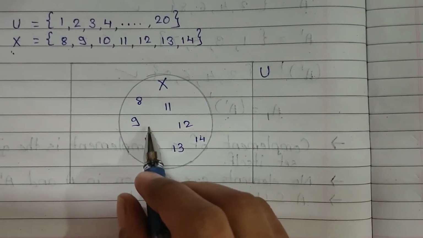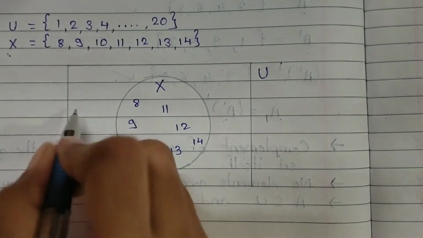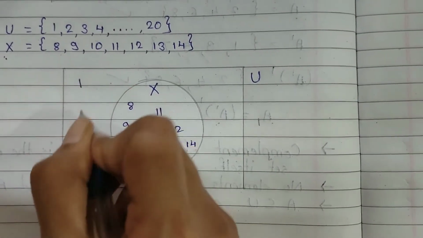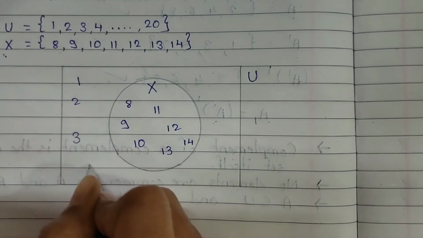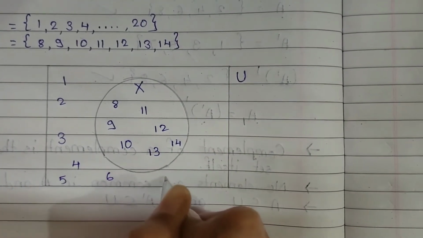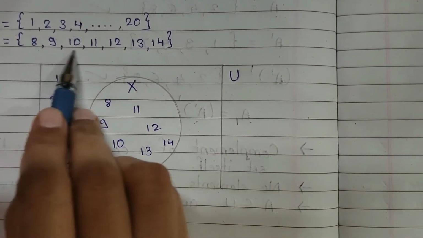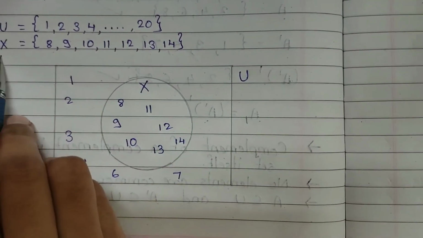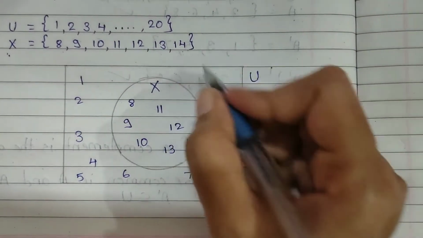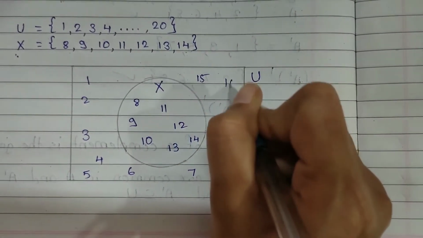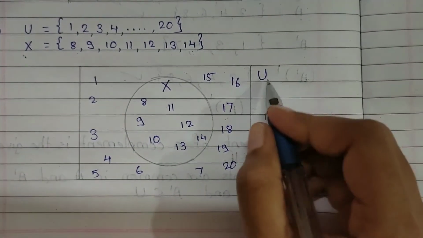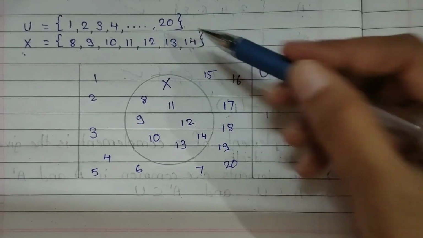Now the remaining elements of the universal set we have to write outside the circle. So 1, 2, 3, 4, 5, 6, 7. These 8, 9, 10 till 14 are the elements of X, so we will not write them again. So after 14: 15, 16, 17, 18, 19 till 20, as the universal set is till 20.